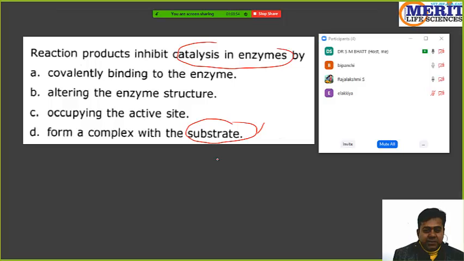Sir, if the product is binding with the substrate and acts as an inhibitor, then how can the enzyme go and catalyze that particular substrate? It will be an inhibition reaction. It's clearly written: reaction product inhibit catalysis in enzyme by. They are asking the mechanism, how the reaction product can inhibit the catalysis that is occurring with the help of the enzyme.